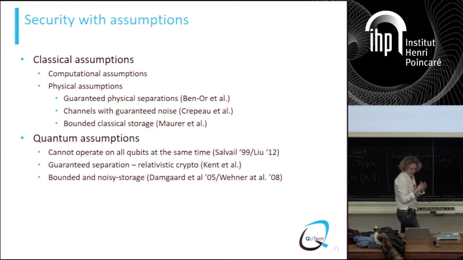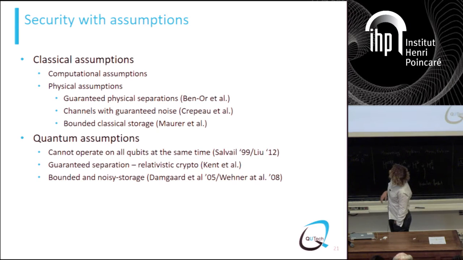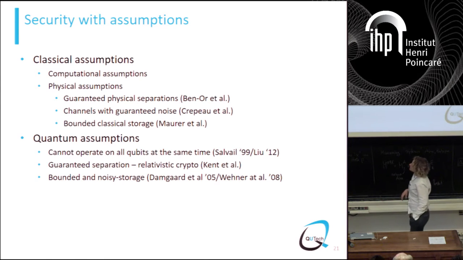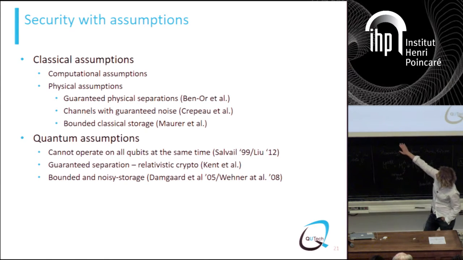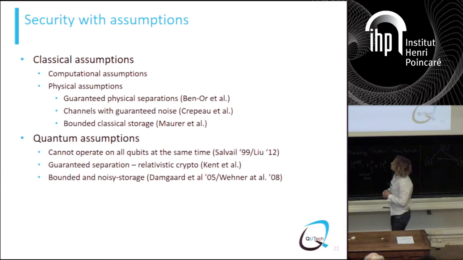So here, in fact, I'm going to have a look at some quantum assumptions, which are actually technologically quite well motivated. There are models that say I cannot operate on all qubits at the same time, because maybe my quantum computer is not large enough. I might, again, have some kind of guaranteed separation. So this is very similar to these classical models. Or I might assume that my quantum storage is bounded or, more generally, noisy.